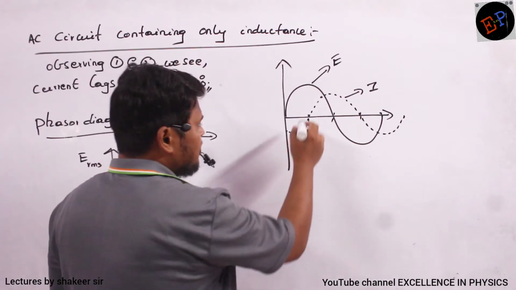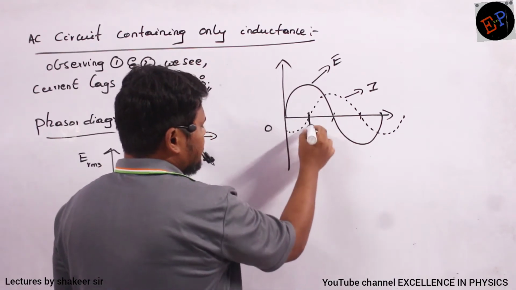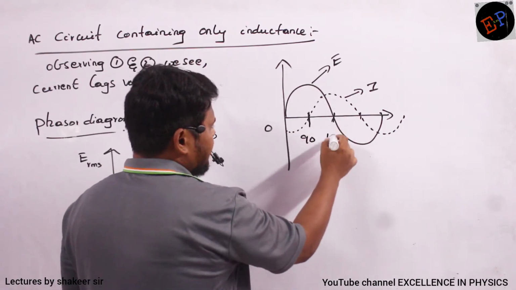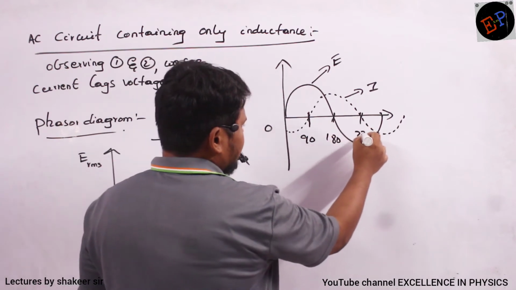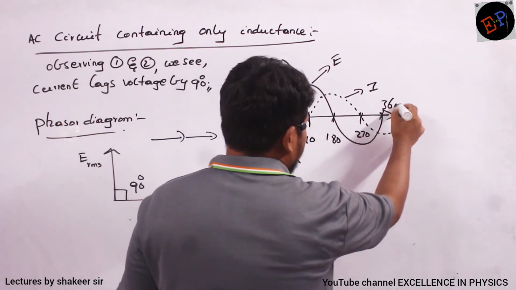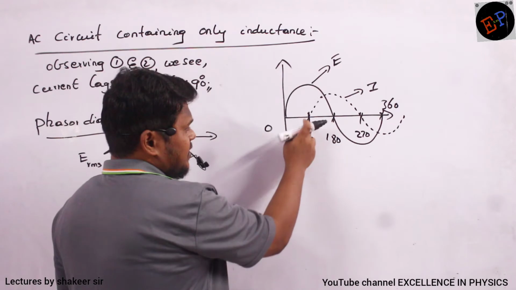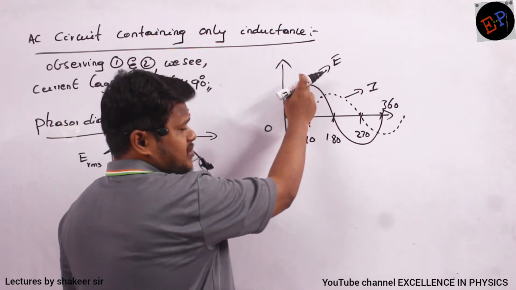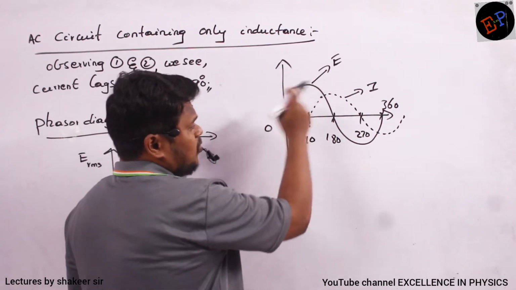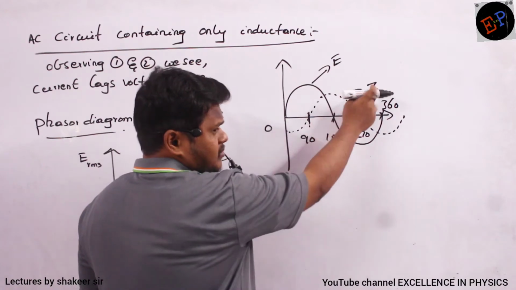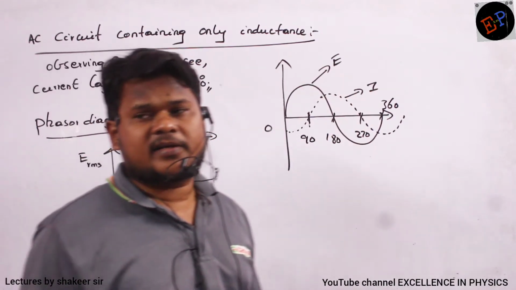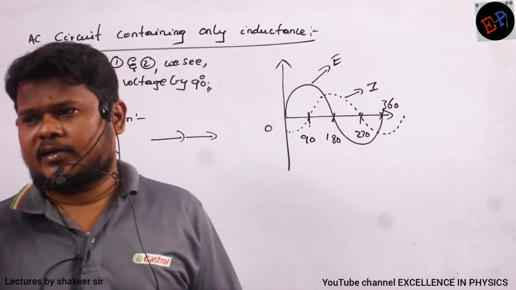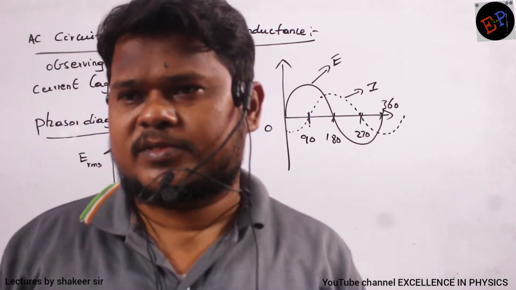Okay? Here what is the phase? This is 0. This is 90. This is 180. This is 270. This is 360. Okay? So at 90 degrees, voltage has reached maximum. Then at 180 degrees, current has reached maximum. It means current is lagging voltage by 90 degrees. That is how we draw the phasor diagrams.